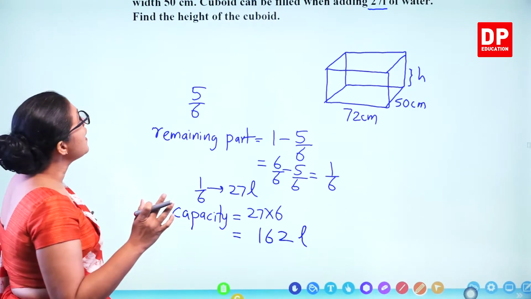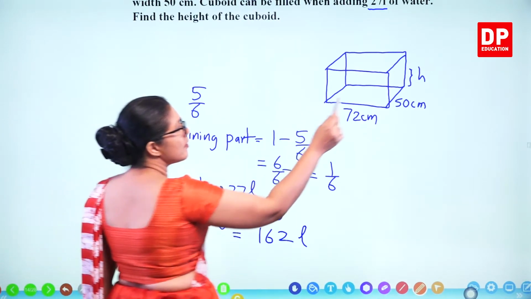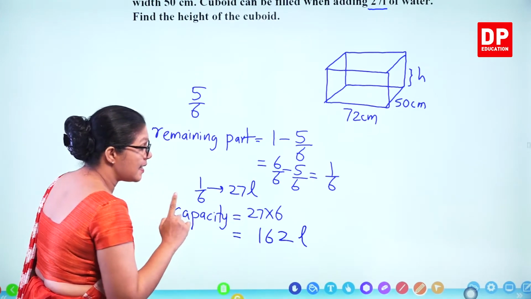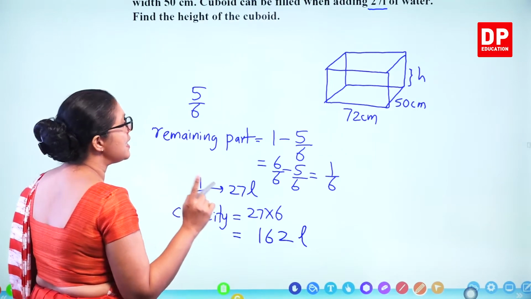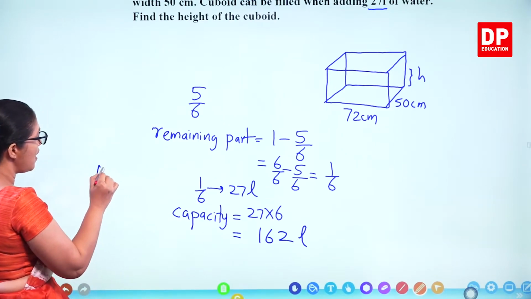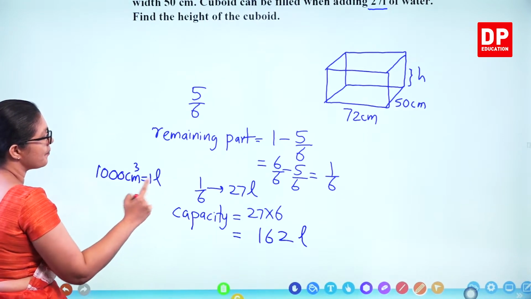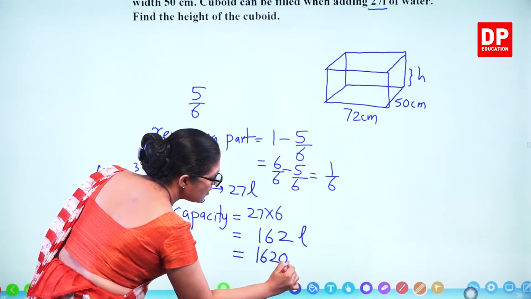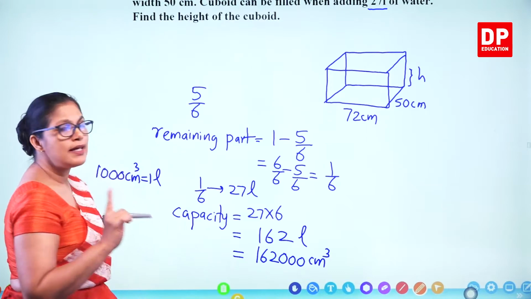Now we need to find the height of the cuboid, not the height of water. So capacity is here in liters. So you have to convert to cubic centimeters. So what's the relationship? 1000 cubic centimeters is 1 liter. So we have to multiply by 1000. 162,000 cubic centimeters is the capacity of the tank.